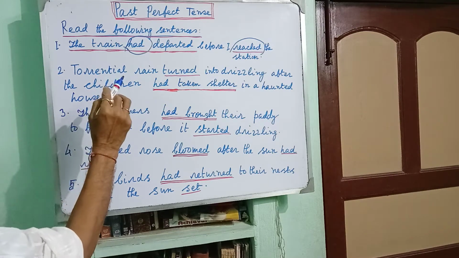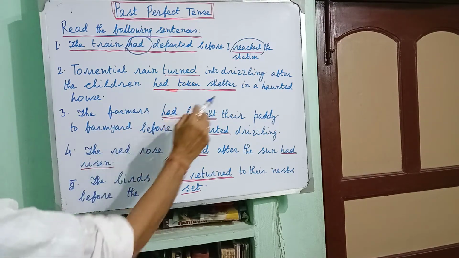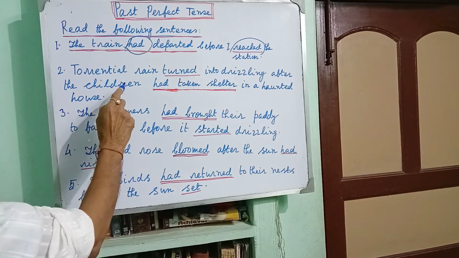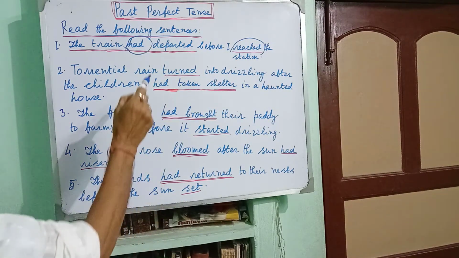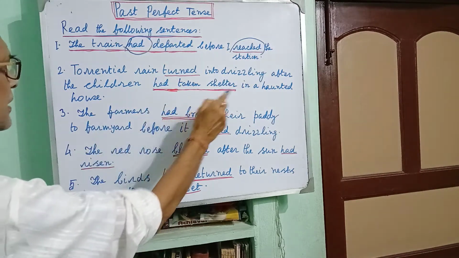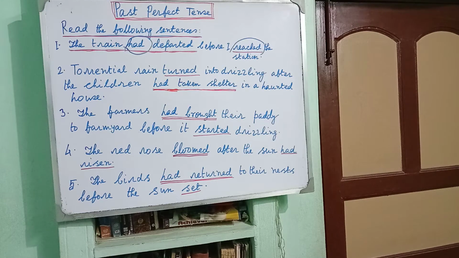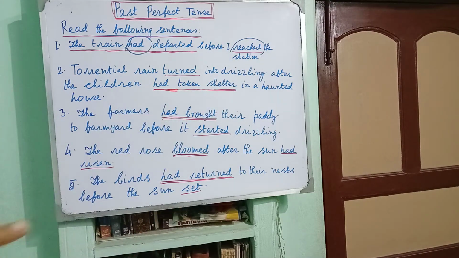Torrential rain turned into drizzling after the children had taken shelter in a haunted house. So the two incidents had occurred in the past. One is torrential rain turned into drizzling, after, here not before but after, the children had taken shelter in a haunted house. Had taken shelter is the verb that has taken place first, and torrential rain turned into drizzling is the second incident or the second action.